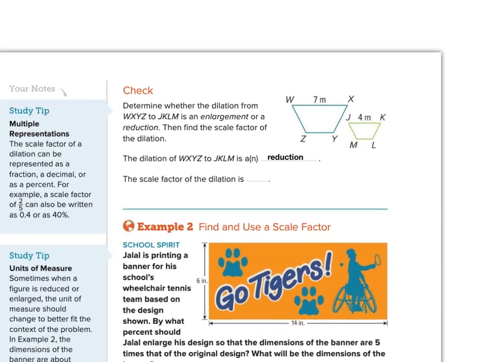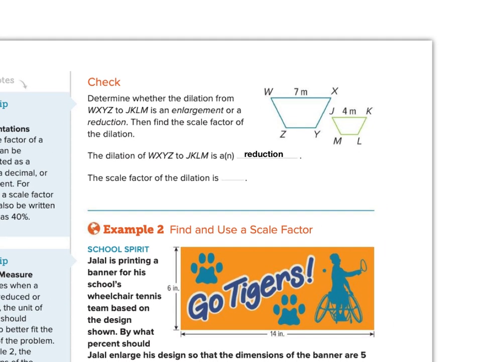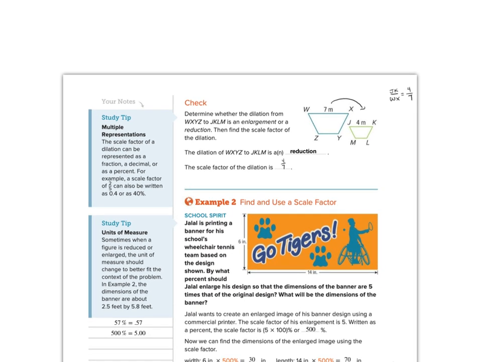Looking here in this check, determine whether the dilation from WXYZ to JKLM is an enlargement or reduction. Again, if it's not drawn to scale, we simply take the new corresponding side over the old corresponding side, which would be 4/7, which is not greater than 1, so therefore it is a reduction, and we'll just say that the scale factor is 4/7. And that's how we can make these determinations.